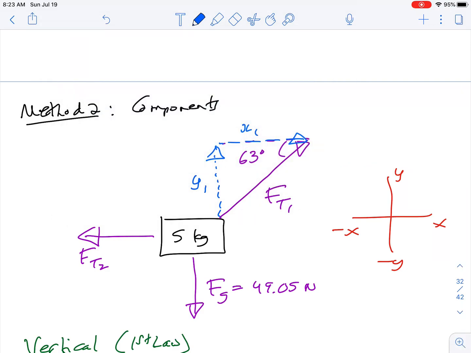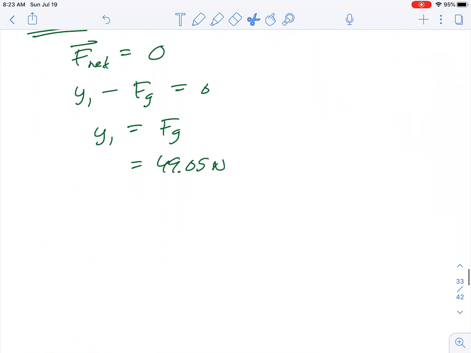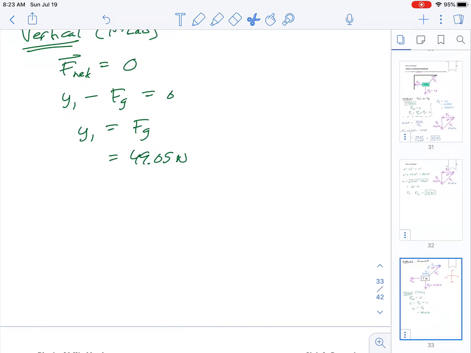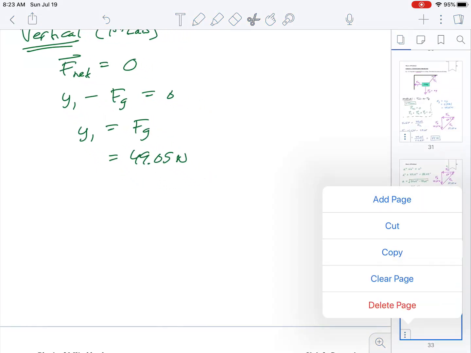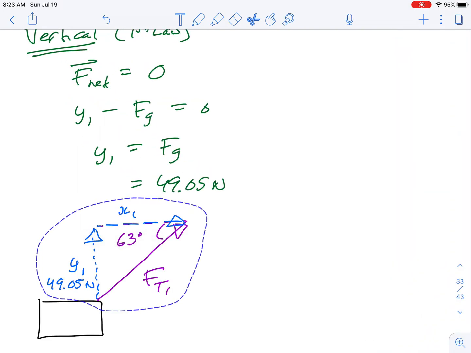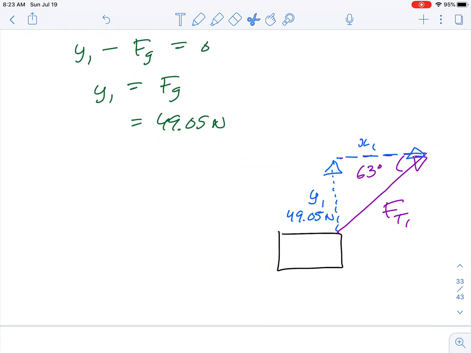Now once you've figured that out, you can put that into the triangle here. We now know that this y1 is 49.05 newtons. And that allows us to actually solve that component triangle. So let me just copy that part, and let's solve for that part. I'm just going to add another page because I think I'm going to need it. All right, we're good. So let me just paste that. We just put this diagram right beside us. Let's solve for what we can solve for.